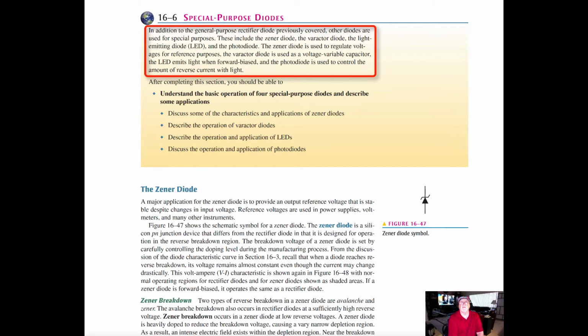The Zener diode is used to regulate voltages for reference purposes. The varactor diode is used as a voltage variable capacitor. The LED emits light when forward biased, and the photodiode is used to control the amount of reverse current with light.